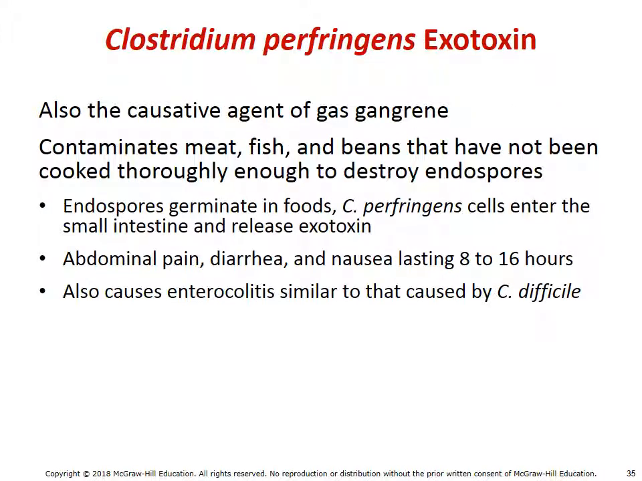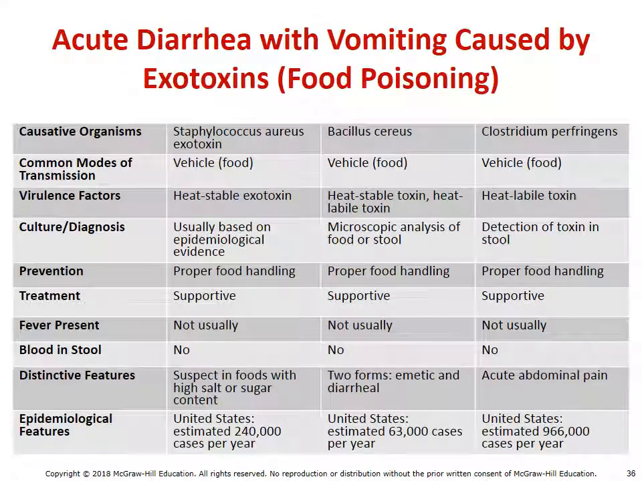So let's move on to another one with Clostridium perfringens exotoxin. This is going to be something that causes significant diarrhea, but often significant abdominal pain and nausea as well. And again, very quick onset, very quick recovery. So here's that acute diarrhea with vomiting caused by exotoxins. Food poisoning is really what it is.